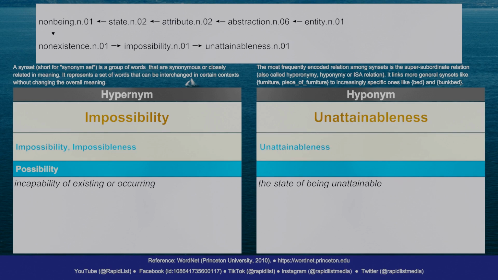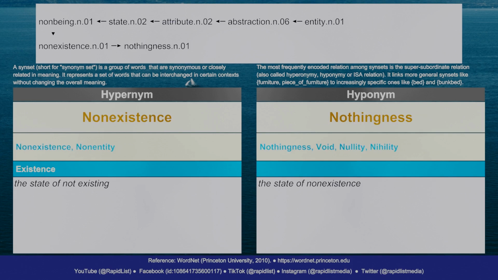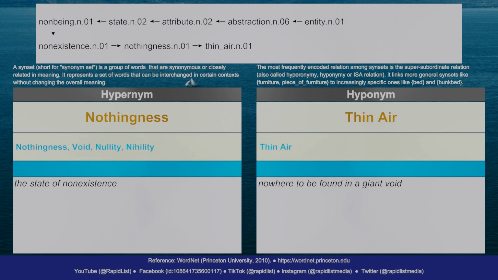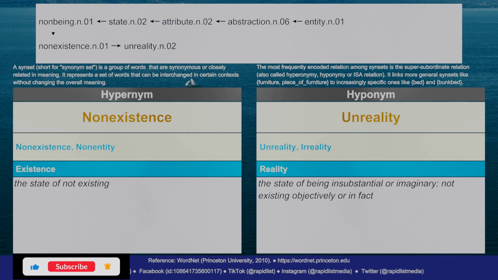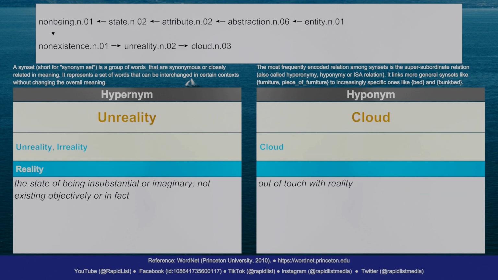Unattainableness. The state of being unattainable. Nothingness. The state of non-existence. Thin air. Nowhere to be found in a giant void. It vanished into thin air. Unreality. The state of being insubstantial or imaginary, not existing objectively or in fact. Cloud. Out of touch with reality. His head was in the clouds.